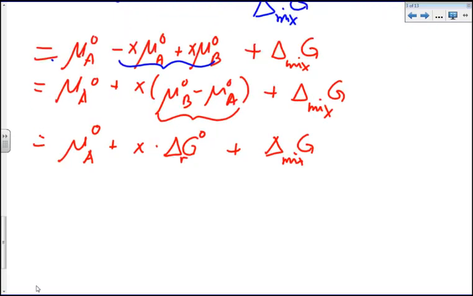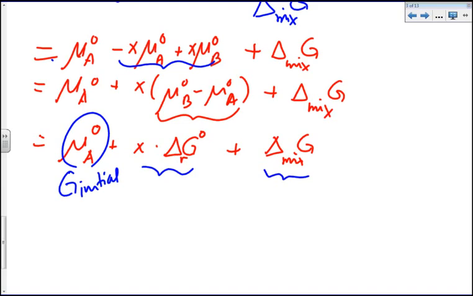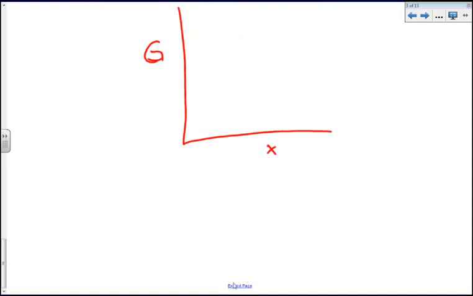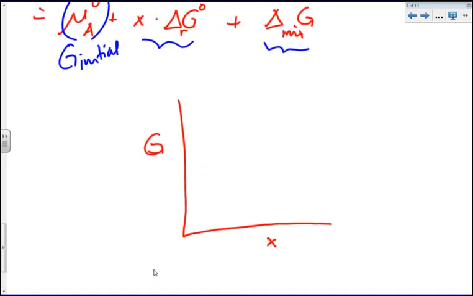Okay. Now you'll notice, if you remember, mu naught A was our initial G, right? So your Gibbs energy is going to change by this much and this much. All right, so let's plot that. G versus extent of reaction. And we're going to go from x equals 0, where everything's pure A, to x equals 1, everything's pure B.